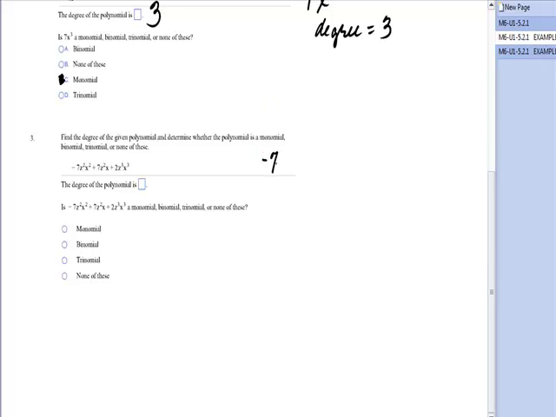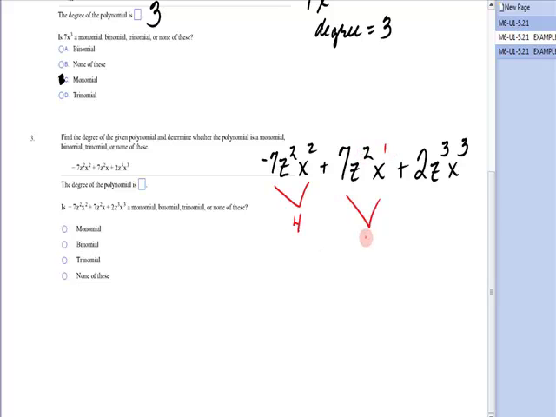This next one is negative 7z squared x squared plus 7z squared x plus 2z to the 3rd x to the 3rd. To figure out the degree of the polynomial, I look at the degree of this term. It is 2 plus 2 or 4. The degree of this term is 2 plus 1 or 3. And the degree of the last term, 3 plus 3 or 6. Now remember, the degree of a term, you do add exponents if there's more than one variable. But the degree of the polynomial is the highest. So this is degree 6. How many terms do we have? We have 1, 2, 3. That makes this polynomial a trinomial.